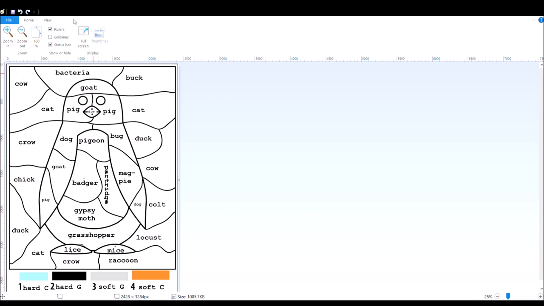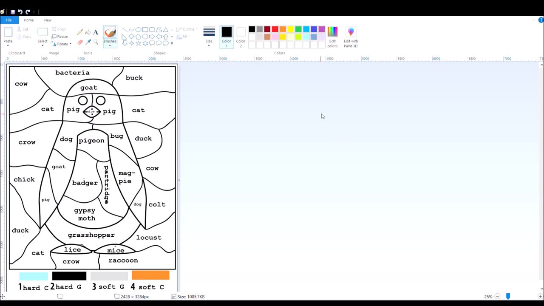We are going to look at soft C and hard C and soft G and hard G. So we are going to make hard C light blue, hard G will be black, soft G will be gray, and soft C will be orange.